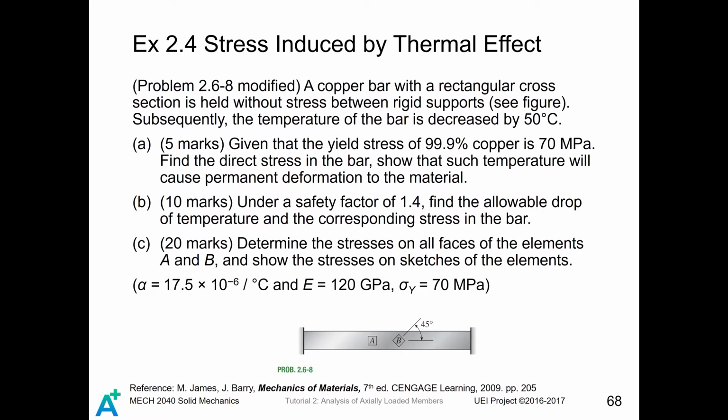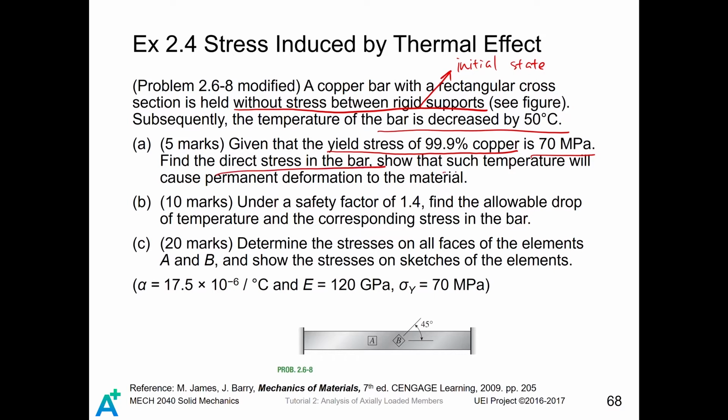Next, let's do the last example of this tutorial. It is drawn from the textbook, but I modified it a little bit. A copper bar with a rectangular cross-section is held without stress between rigid supports. So the initial state is that there is no stress in between the rigid supports. Now the temperature of the bar is decreased by 50 degrees. That means the bar is contracted due to the drop of temperature. Consequently, there will be tensile load acting by the two fixed ends on this bar. Given that the yield stress of this copper bar is 70 megapascals, find the direct stress in the bar.